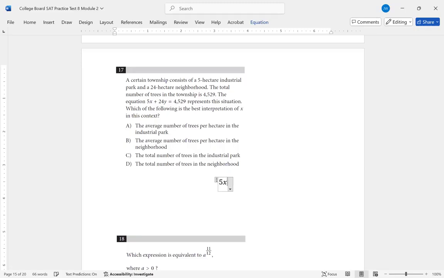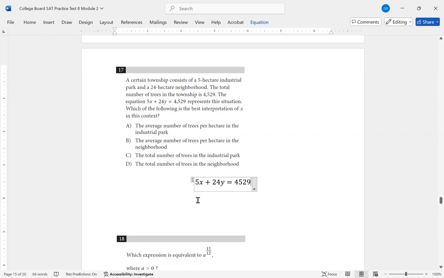So 5x plus 24y equals 4,529. 4,529 is the number of trees. We know that. That's the total number of trees. 5 is how many hectares are in the industrial park. 24 is how many hectares are in the neighborhood. So if we're looking at 5x, 5 times x should be a number of trees. We're taking 5 hectares times something and getting trees.